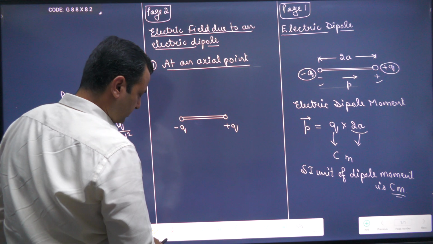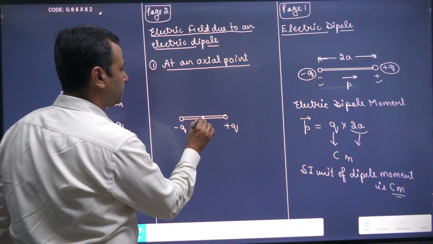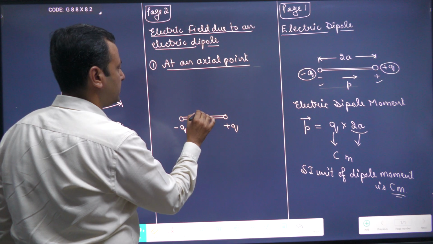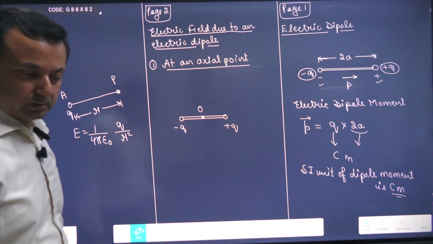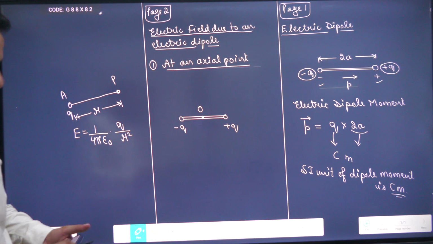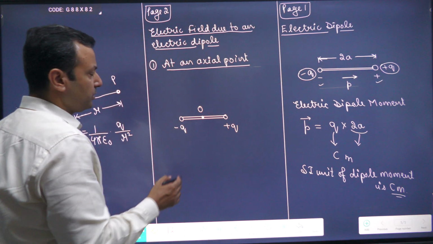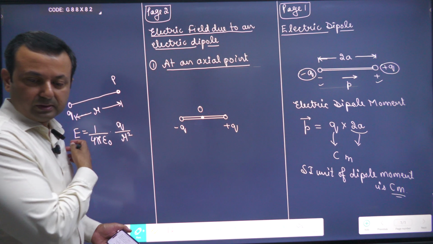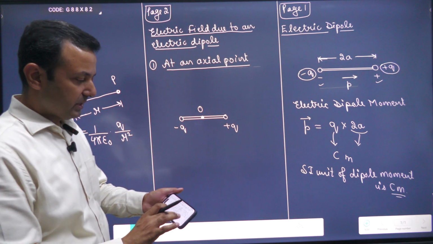Where is the midpoint of this dipole? Let's mark the midpoint of this dipole. The midpoint of this dipole is this. Let us mark this point as O. So this point is minus q, this is plus q, and this point is O. I am on page number 35.